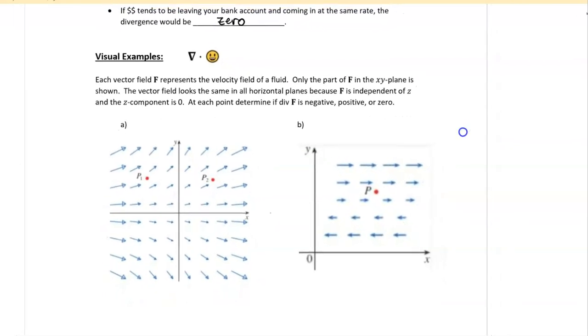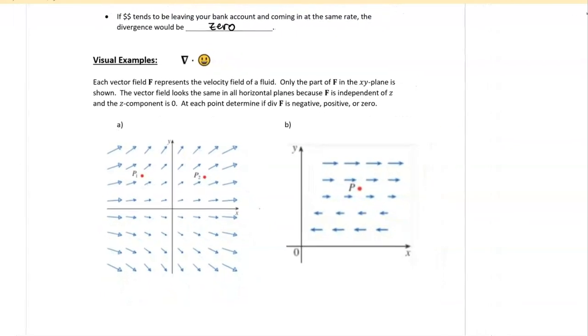All right, let's look at our visual examples. Each vector field F represents the velocity field of a fluid. Only the part of F in the xy plane is shown. The vector field looks the same in all horizontal planes because F is independent of Z, and the Z component is 0. At each point, determine if divergence of F is negative, positive, or 0.